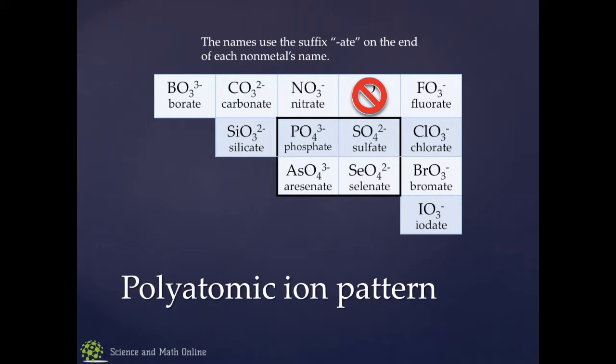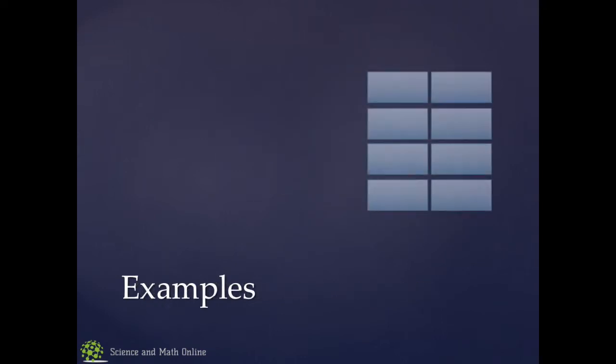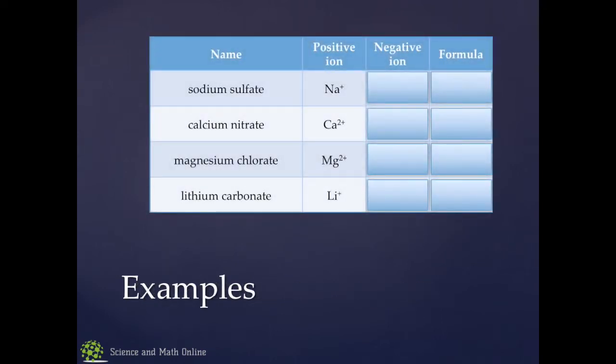So the 4 in the box get 4, everybody else gets 3, and then the charges are 1, 2, 3, 1, 2, 3. Very simple pattern. Let's look at it at work. Let's do a couple more here. Sodium sulfate. Looking at your periodic table or your notes, sulfur is in the box. It gets 4 oxygens, and doing the pattern 1, 2, 3, 1, 2, 3, it has a charge of 2 minus. We do our crisscross: Na2SO4.